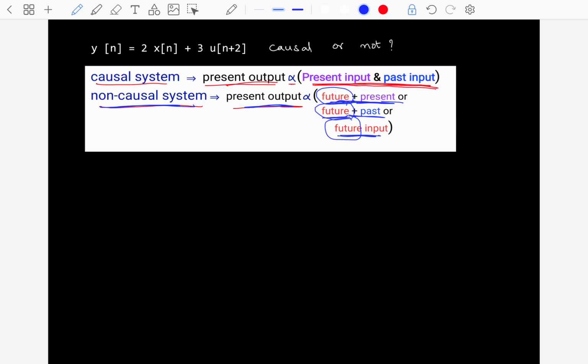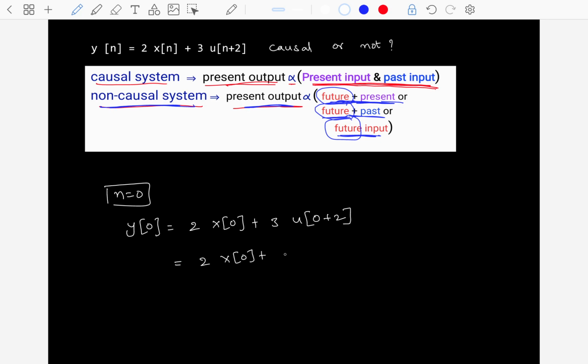Now in our given example, we will see by substituting some values for n. First we will see y of 0, means at n is equal to 0. At n is equal to 0, y of 0 is equal to 2 into x of 0 plus 3 into u of 0 plus 2, which is equal to 2 into x of 0 plus 3 into u of 2.